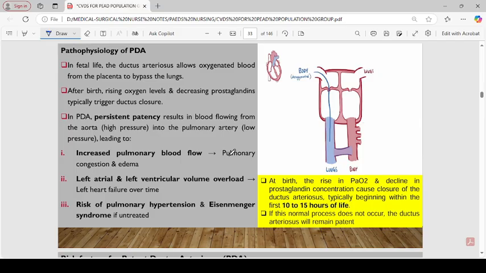And this normally results in increased pulmonary blood flow, which is going to lead to pulmonary congestion and edema. We also have left atrial and left ventricular volume overload, resulting in left heart failure over time. And lastly, risk of pulmonary hypertension and Eisenmenger syndrome if left untreated.